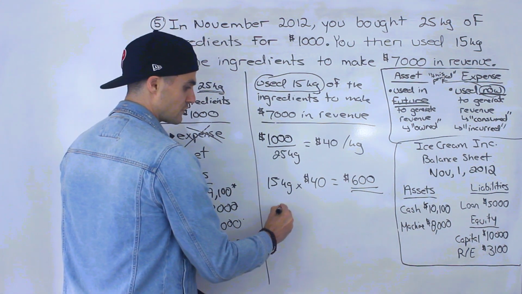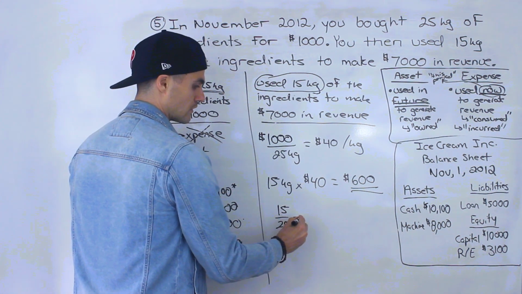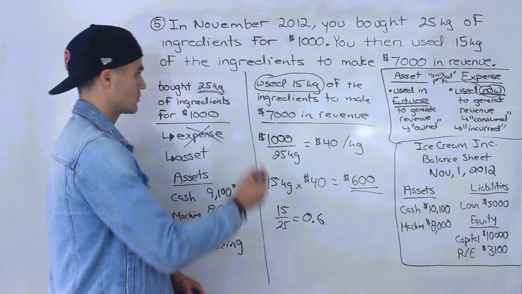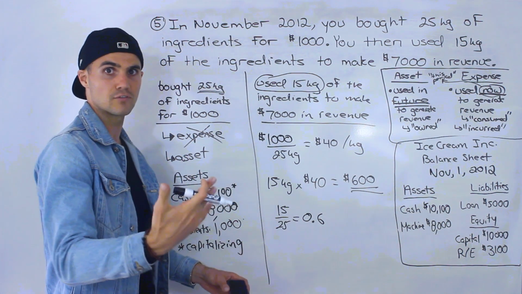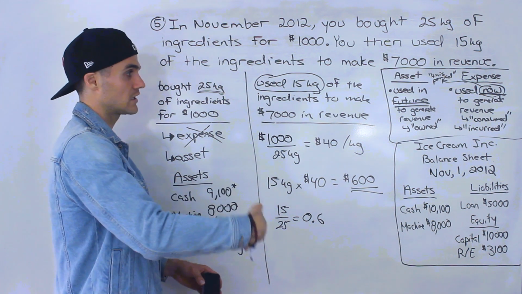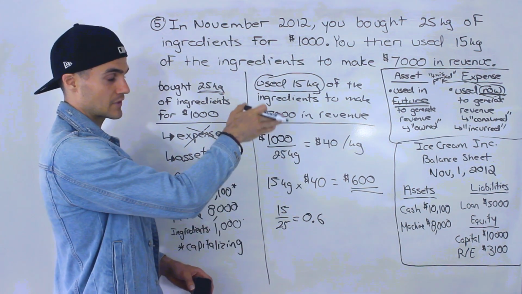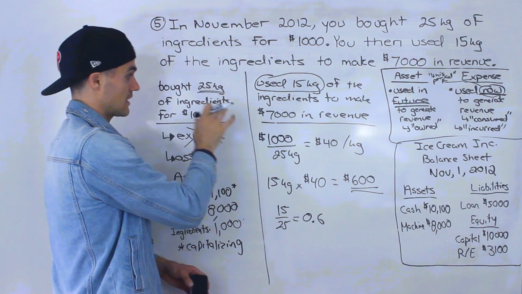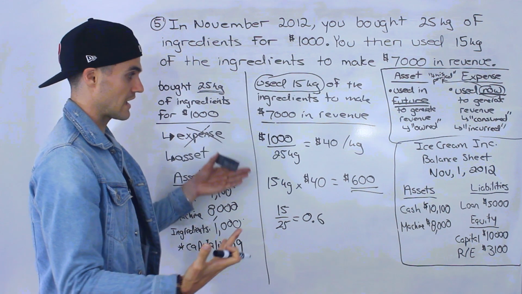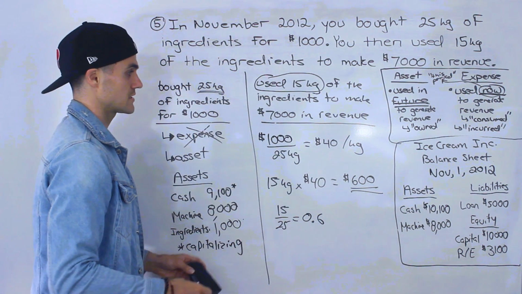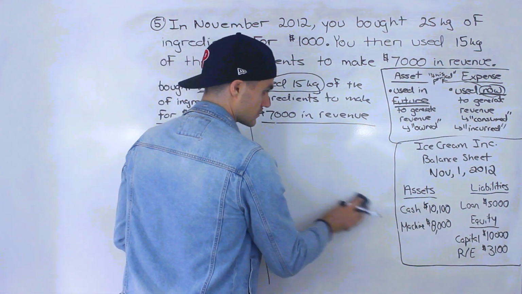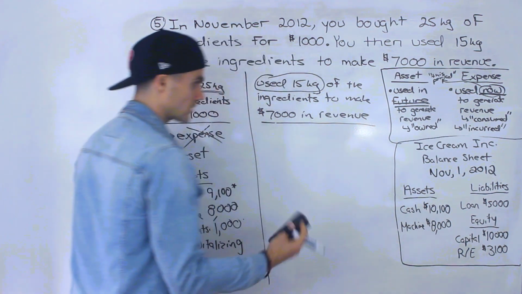Another way to do it is 15 kilograms out of 25. What percent is that? 60%, 0.6. So then 0.6 you can multiply by the 1,000. Only 60% of the ingredients that we bought are being used in this period. So only 60% of the ingredients can be classified as an expense. Only 60% of these ingredients that we bought are being consumed. So 60% of 1,000 is $600 as well. That's another way to do it. Okay, so we know $600 of the ingredients are being used.